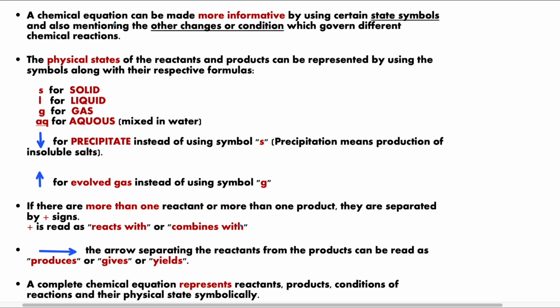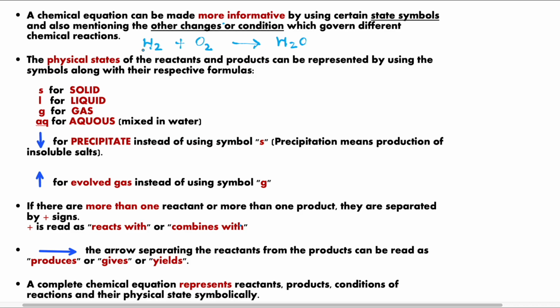Children, a chemical equation can be made more informative by using certain state symbols and also mentioning the other changes or conditions which govern different chemical reactions. Let us understand this statement with an example that we already discussed, that is hydrogen when it burns with oxygen, it yields hydrogen oxide, commonly called water.